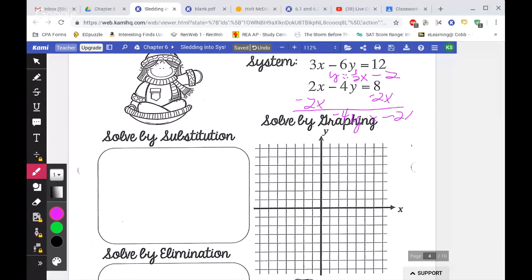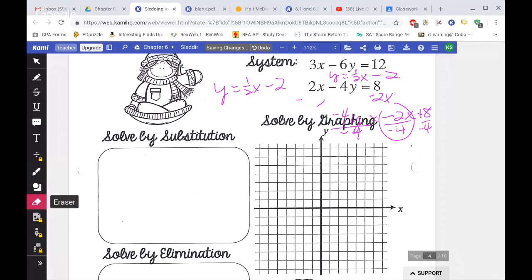4y equals negative 2x plus 8. Divide both by negative 4. And now I get y equals negative 2 divided by negative 4 is a positive 1/2 x, and 8 divided by negative 4 is negative 2. Well, look, those are the exact same line. y equals 1/2 x minus 2. So the good news for the graphing part is you only have to graph one line. And you just got to hope you graph this one right.